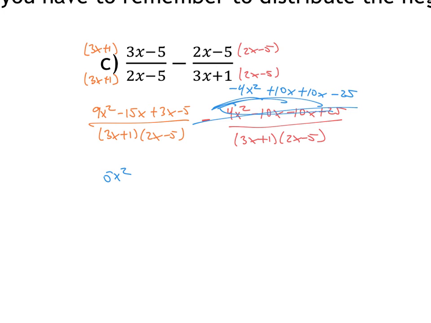Cross it out. Now let's do a different color. Where's my undo button? There it is. Let's go green. So that gives me a 5x squared. Negative 15 plus 3 is negative 12. Plus 10 is negative 2. Plus 10 is 8. And then negative 5 plus 25 is negative 30.